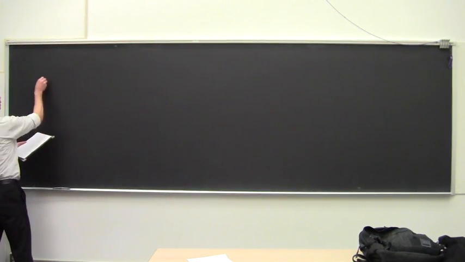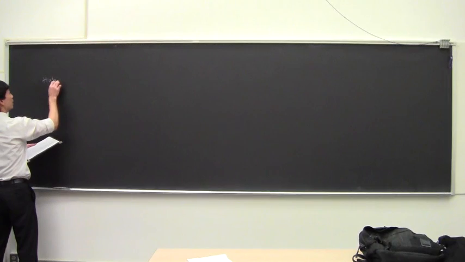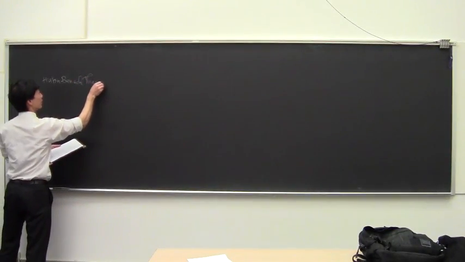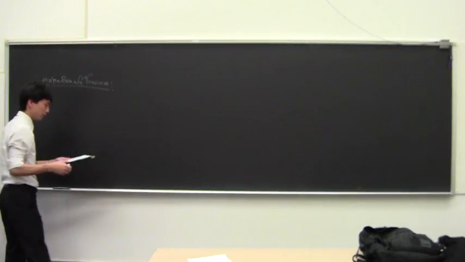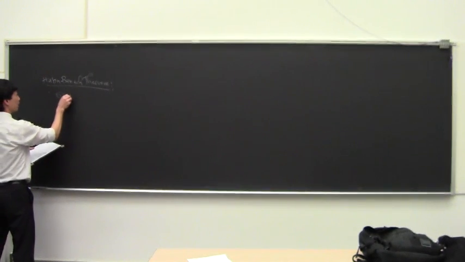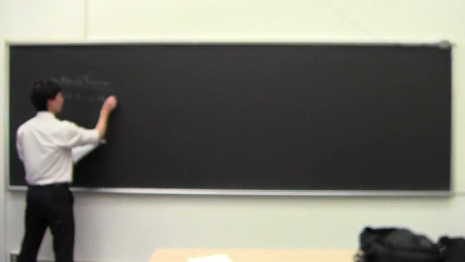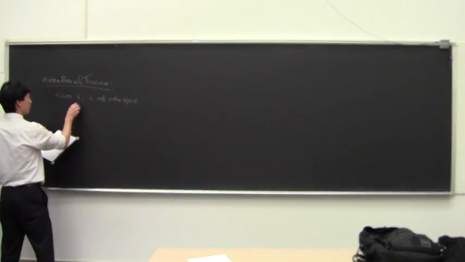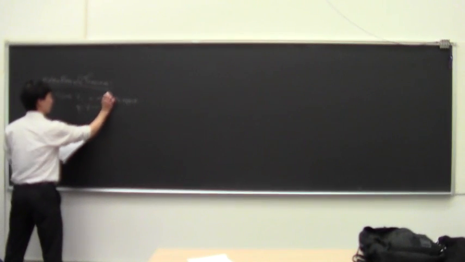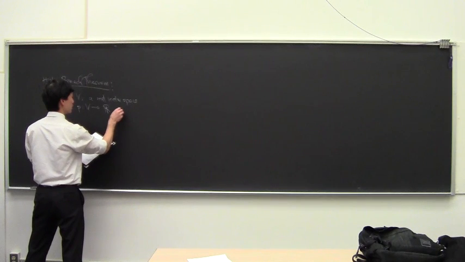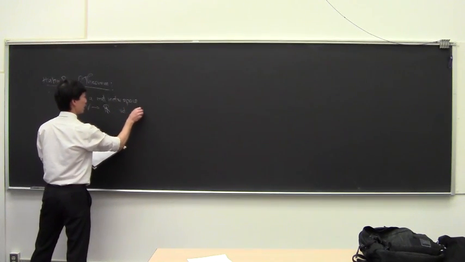So let's put it up. Hahn-Banach Theorem. Hahn-Banach Theorem. Right. Says that given V a real vector space, and given some real valued function p, that is p is sublinear.